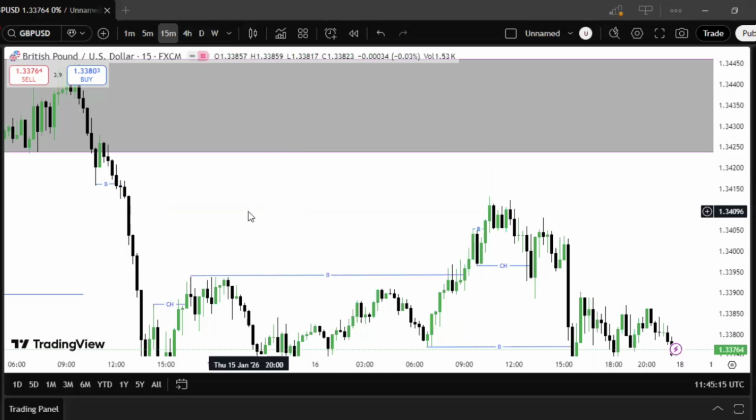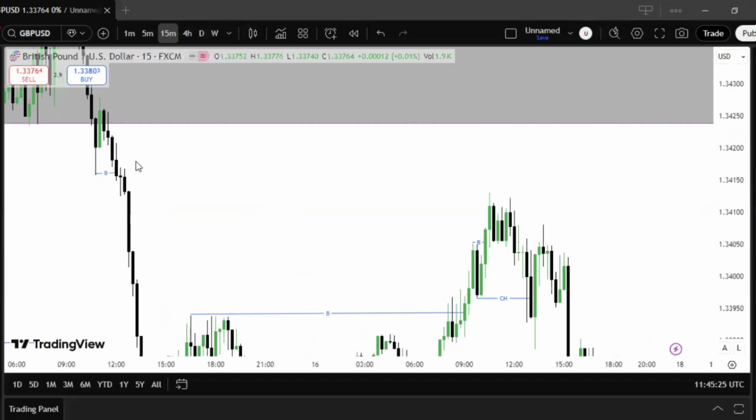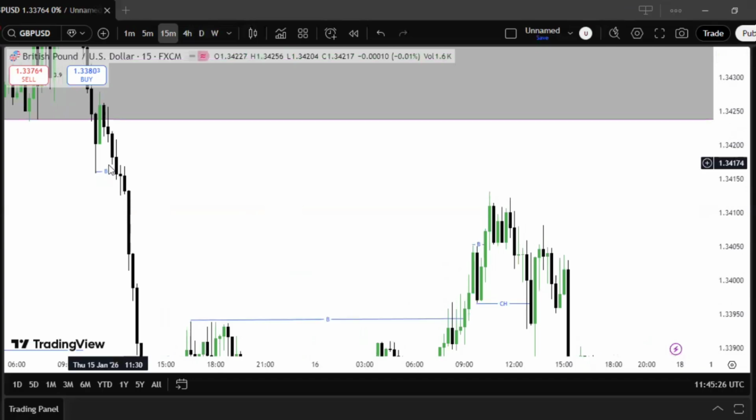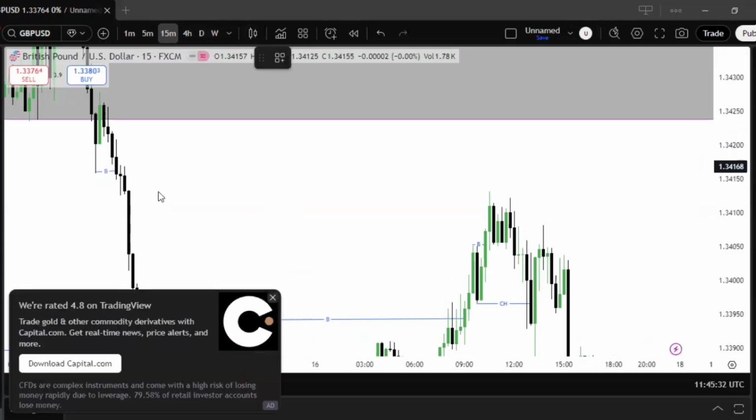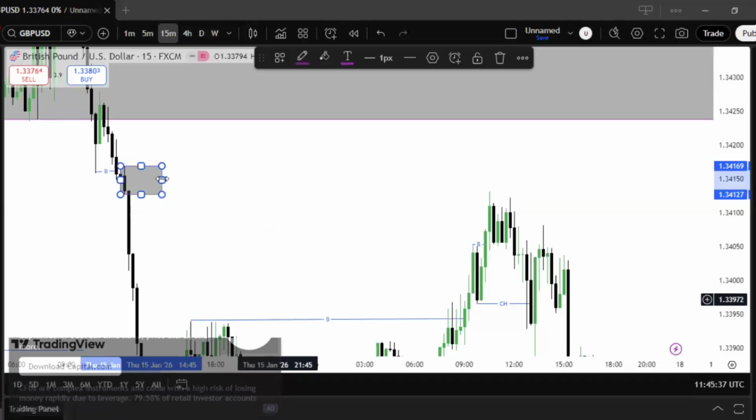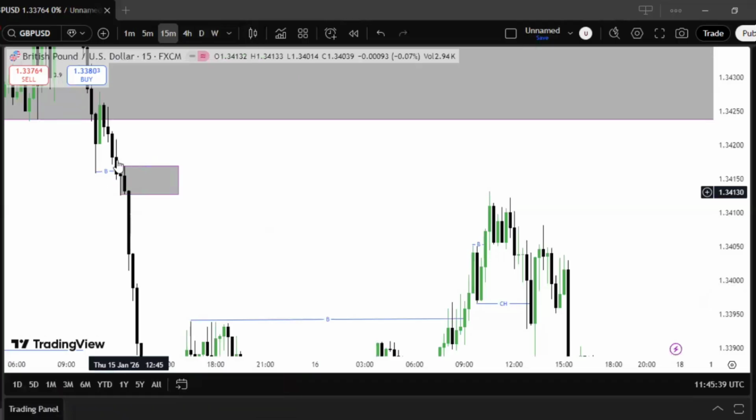So let me tell you something. Whenever we make a break of structure or a change of character, basically we leave a what? A supply or a demand zone. It's going to be a zone there. So here, if I zoom a little bit, you can see we have a good zone because we can mark this one as a zone here. So let me mark it like this, and this one is a supply zone here, and it's a good supply zone. Why? Because on top here there is no good what? IFC. So we have a big IFC on this side.